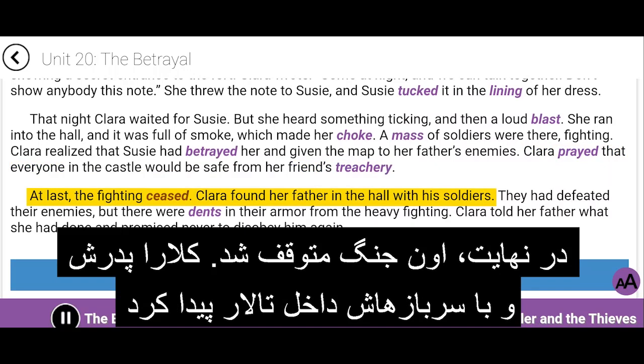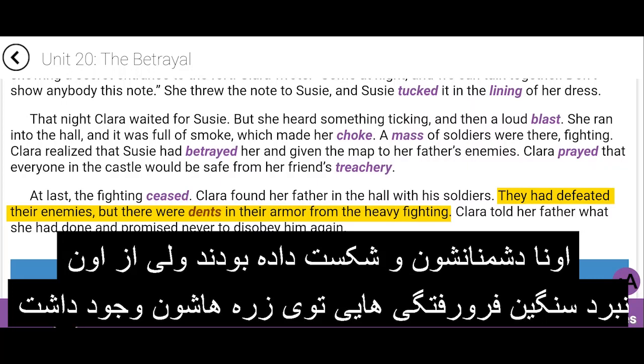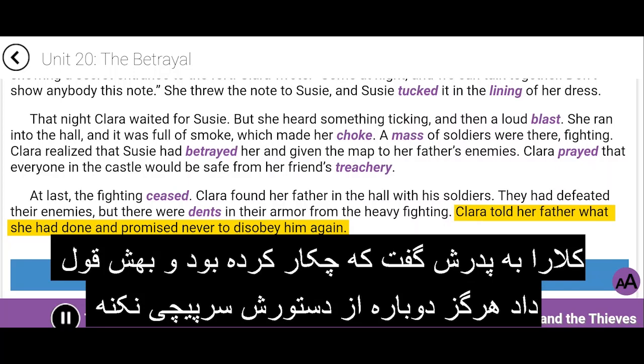At last, the fighting ceased. Clara found her father in the hall with his soldiers. They had defeated their enemies, but there were dents in their armor from the heavy fighting. Clara told her father what she had done and promised never to disobey him again.